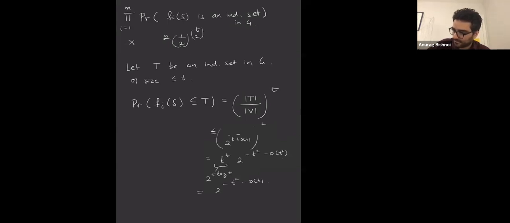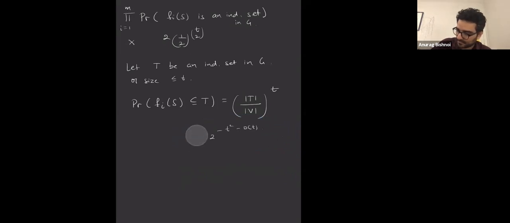So we can just erase this stuff for now, and move this here. So this probability is less than or equal to that. So this was for one fixed independent set T in G. But now you can go through all the independent sets of size at most t, and we have an estimate on the number of such things.